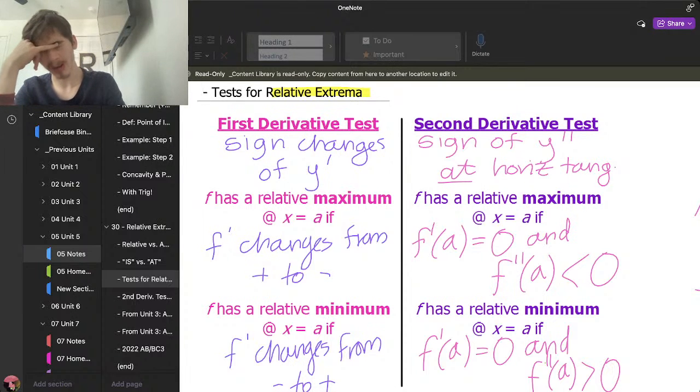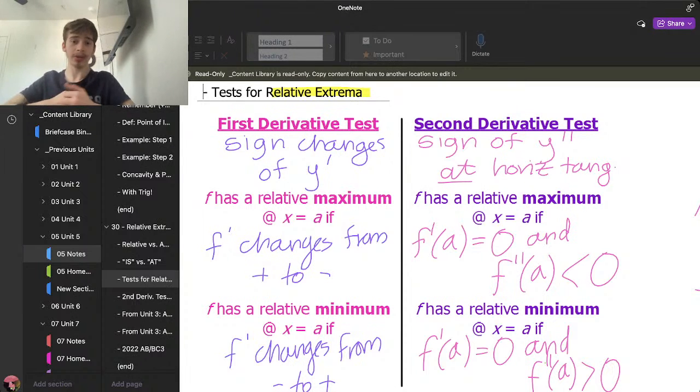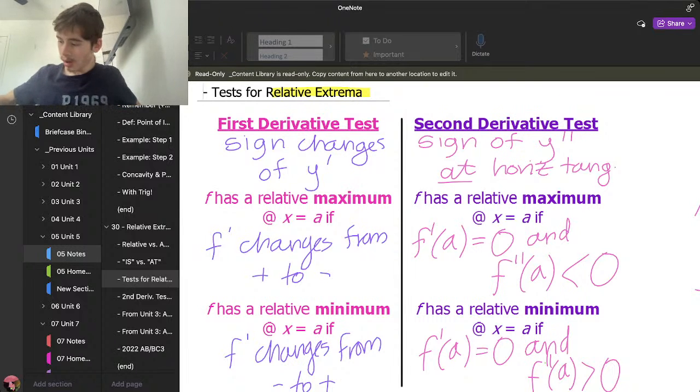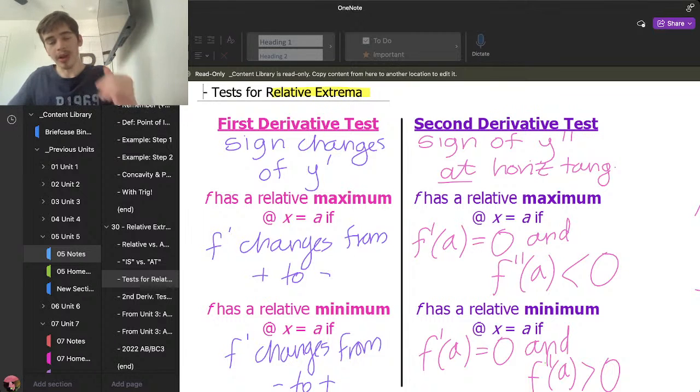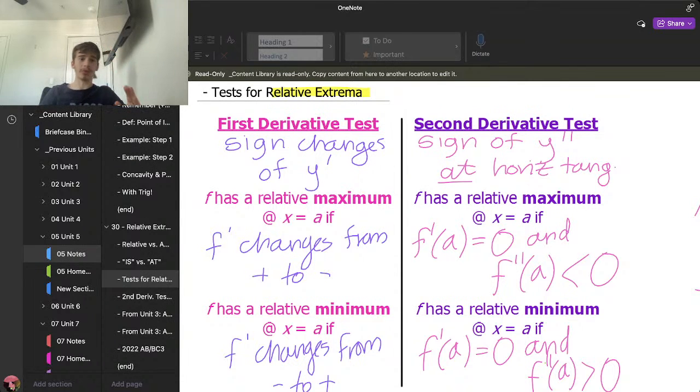Tests for relative extrema. One appears more common than the other. First derivative test is sign changes of f prime, which makes sense. If f prime changes from positive to negative at x equals a, then it's a relative maximum. If f prime goes from positive to negative, then f goes from increasing to decreasing, so there's a relative maximum there. Relative minimum: f prime goes from negative to positive, so f is decreasing, then increasing, so f has a relative minimum. Second derivative test does not come up as much, but it's still really good to know because sometimes you need it.